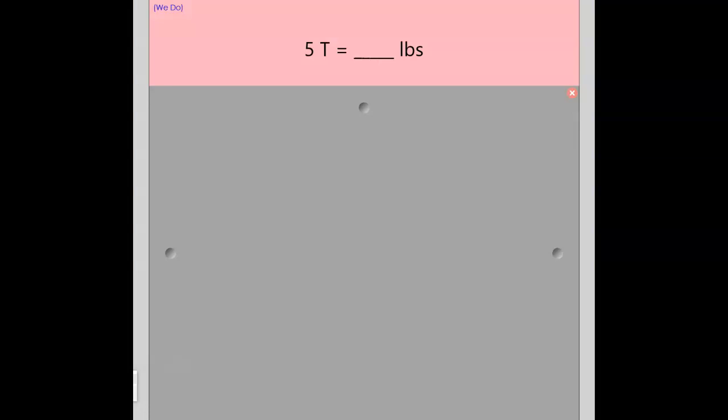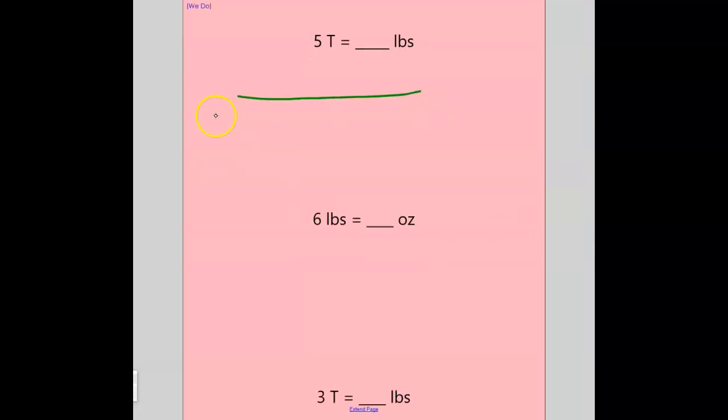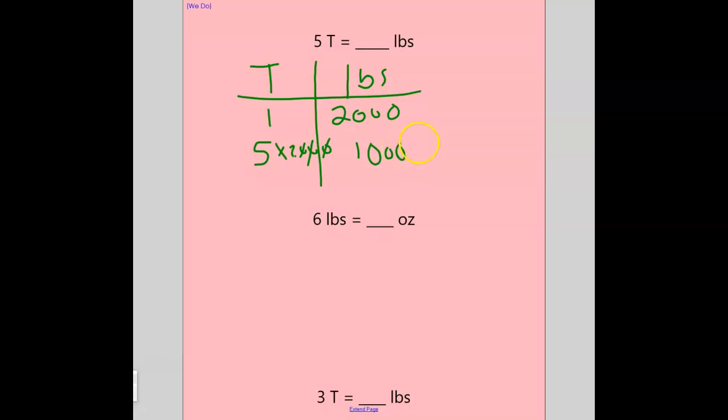Again, multiplying to convert. All right, so now we're doing tons to pounds. What do we recall? How many pounds are in 1 ton? Awesome. 1 ton is equal to 2,000 pounds. So if that's the case, then how would we find out what 5 tons would be? Good. We're going to multiply it by 2,000. We know our trick, hiding 3 zeros. 5 times 2 is 10, and put 3 zeros back on. So my answer is 10,000 pounds. All right, here's another one.